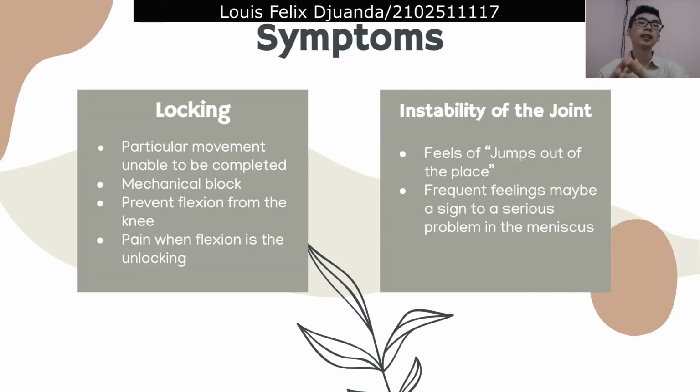Another sign is instability of the joint itself. Patients may feel like their joint jumps out of the way or gives way. That's unstable. If this happens frequently, this may be a sign of a serious problem in the meniscus, for example, a torn meniscus.